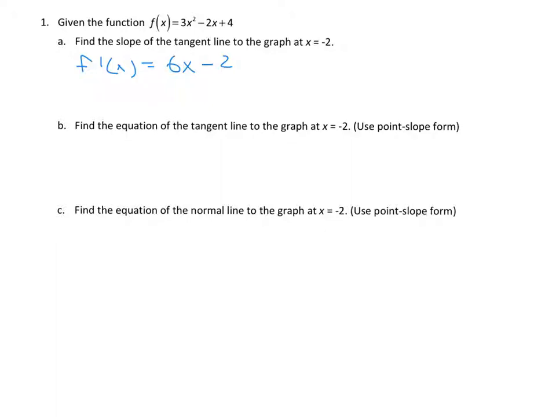So there's my derivative, and I want to evaluate the derivative at -2. So I find f prime of -2, meaning I plug -2 into the derivative. So 6 times -2 minus 2 gives me -14. And now I want to write the equation of the tangent line to the graph at x equals -2. So this -14 that I found in part A is the slope of the tangent line.